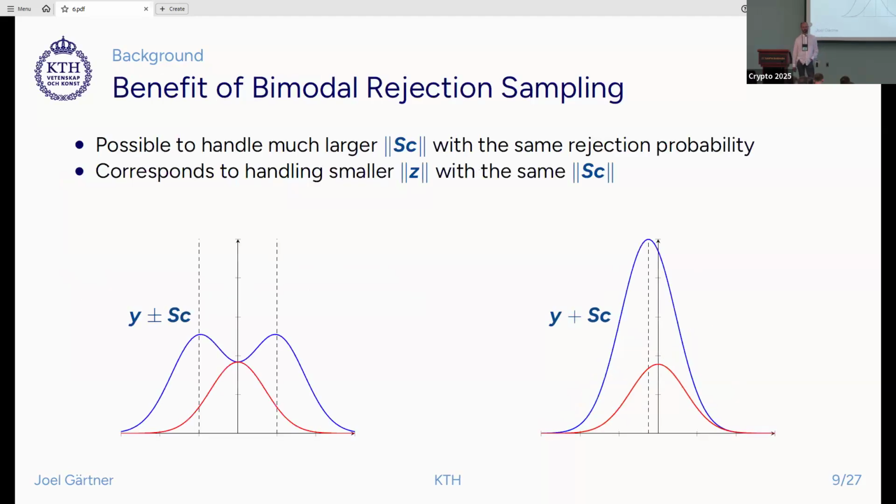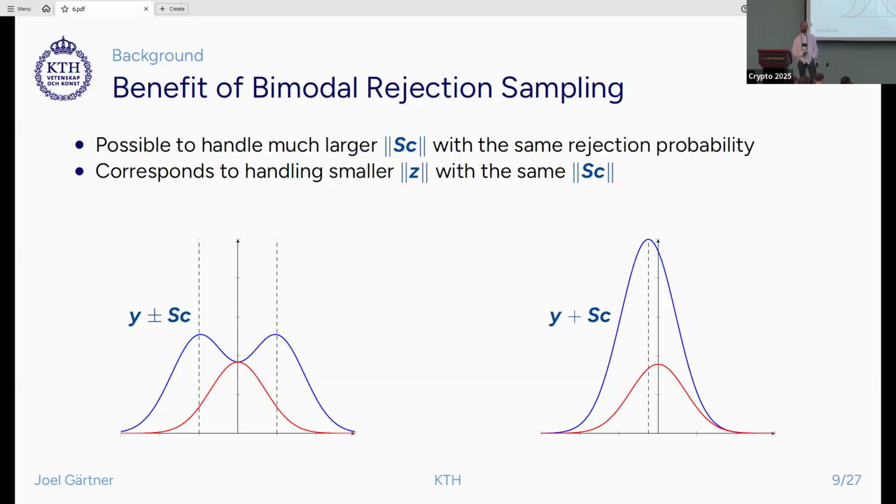And the benefit of this bimodal rejection sampling is that it's possible to handle much larger shifts SC with the same rejection probability, or by the trade-offs previously mentioned, to handle a shorter Z vector with the same shift, leading to a more compact scheme.